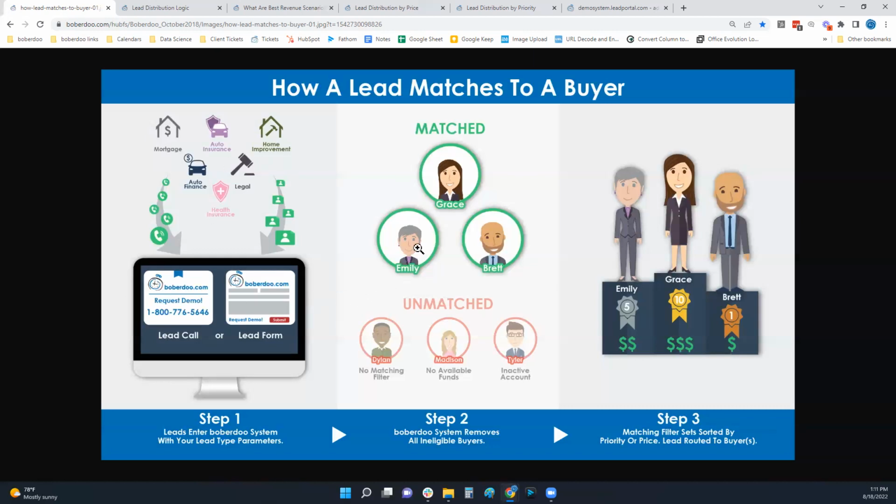Now the next lead comes in, let's say in this case, Brett is not a matching partner because it's out of his geo. In this case, we're evaluating the best exclusive, which again is Grace at 20, against the sum of the non-exclusive leads. In this case, it is only Emily at 12. So then the lead will be sold exclusively.